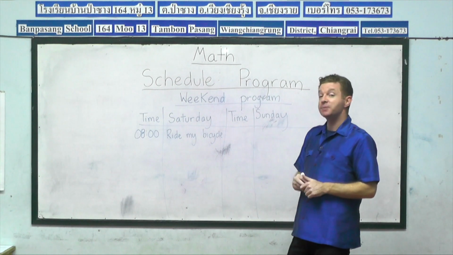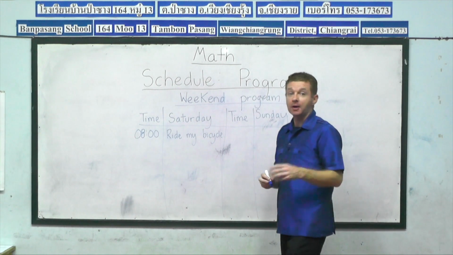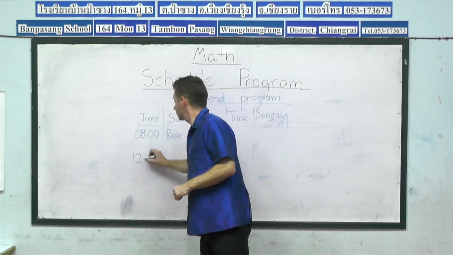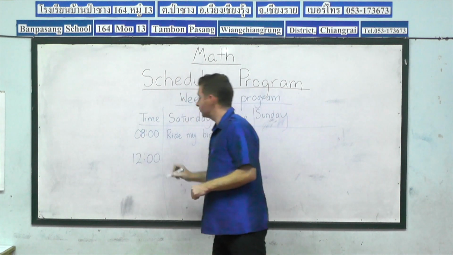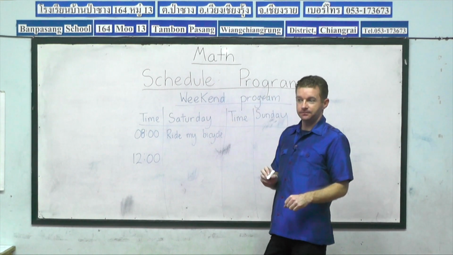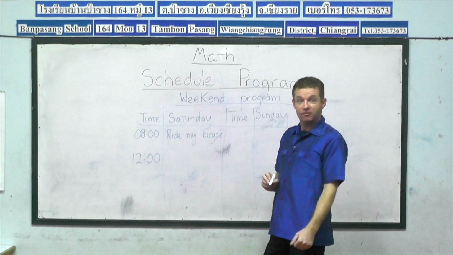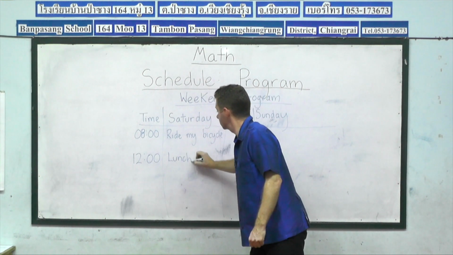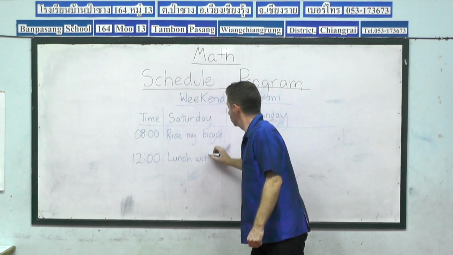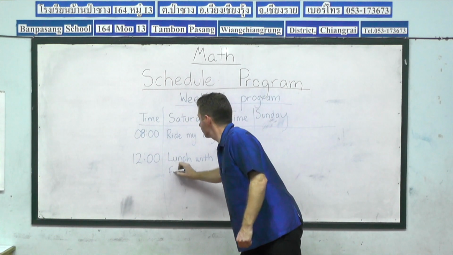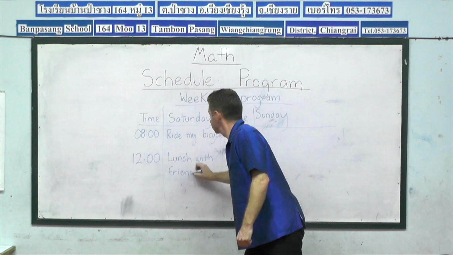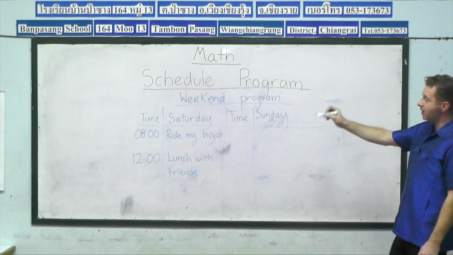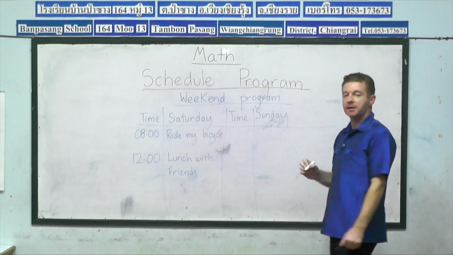So, after I've been to ride my bicycle, I will go for lunch. And I will go for lunch around 12 o'clock midday. And I will go for lunch with my friends. So 12 o'clock, lunch with friends. Okay? So you can see how the program is beginning to take place.